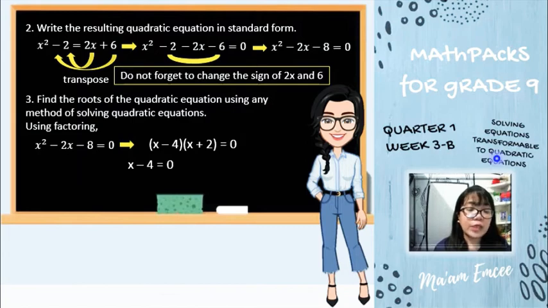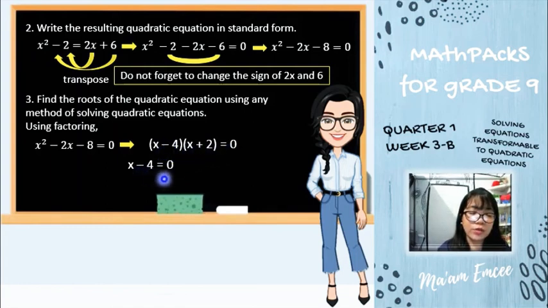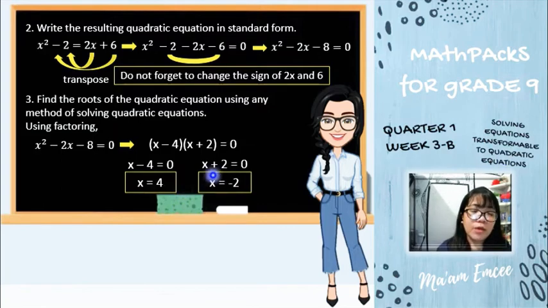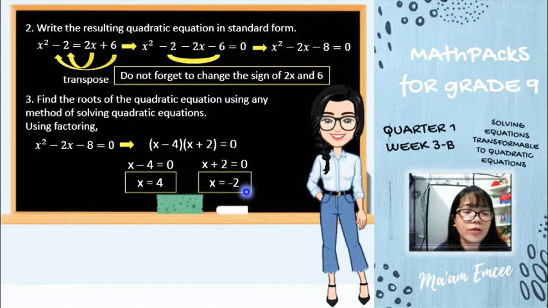The next thing that we need to do is to equate each factor to 0. So we equate x minus 4 to 0. So we have x minus 4 is equal to 0. Then we equate x plus 2 to 0. So we have x plus 2 is equal to 0. And in order for us to get the values of x, we need to transpose negative 4 to the other side of the equation. So that will give us x is equal to positive 4. And we transpose again positive 2 to the other side of the equation. That gives us x is equal to negative 2. So our two solutions are x is equal to 4 and x is equal to negative 2.